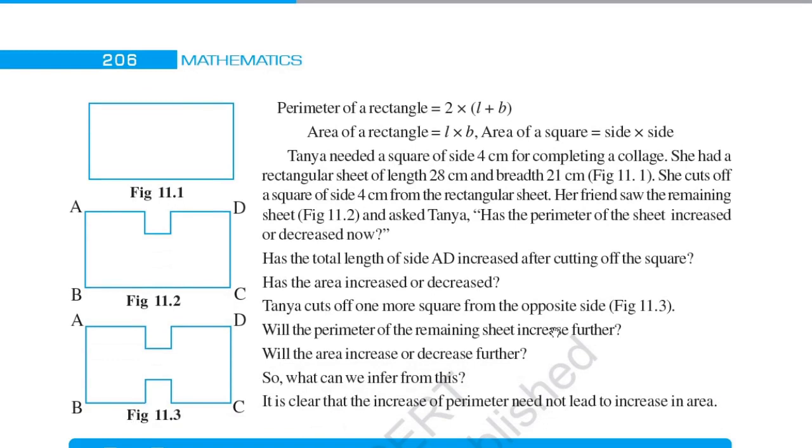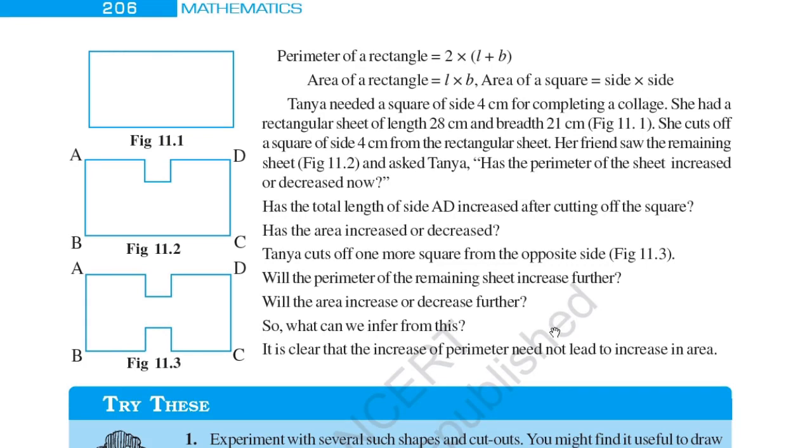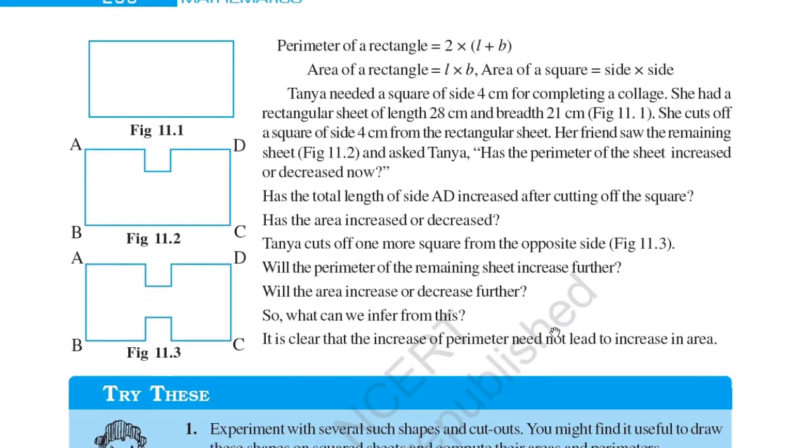Danny needed a square of side 4 centimeter for completing a collage. She had a rectangular sheet of length 28 centimeter and breadth 21 centimeter. So you can see the figure. She cuts off a square of side 4 centimeter from the rectangular sheet. Her friend saw the remaining sheet and asked Tania, has the perimeter of the sheet increased or decreased now? Has the total length of side AD increased after cutting off the square? Has the area increased or decreased?